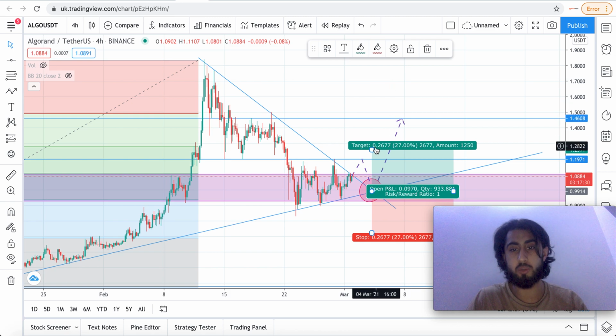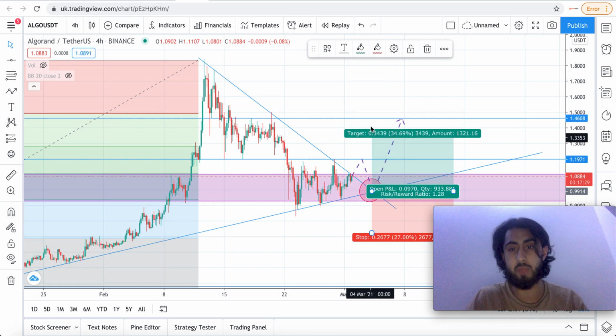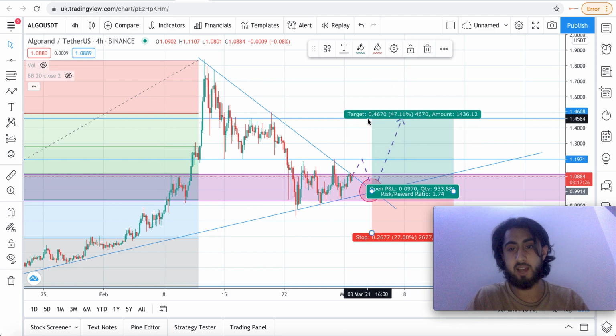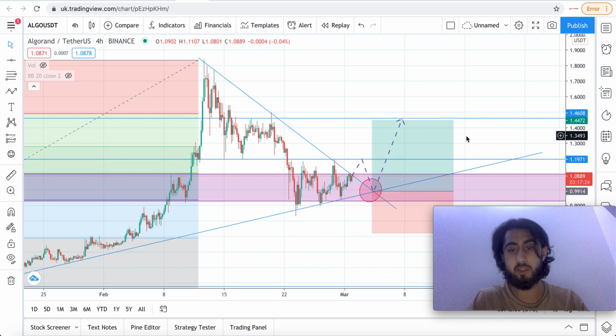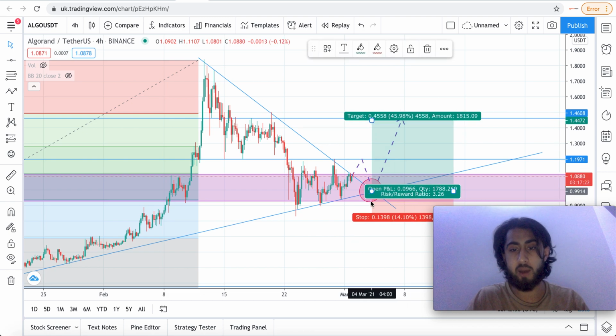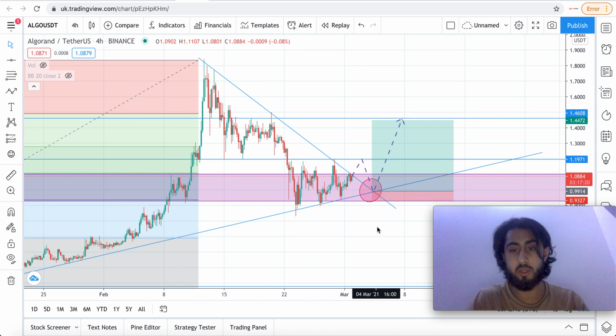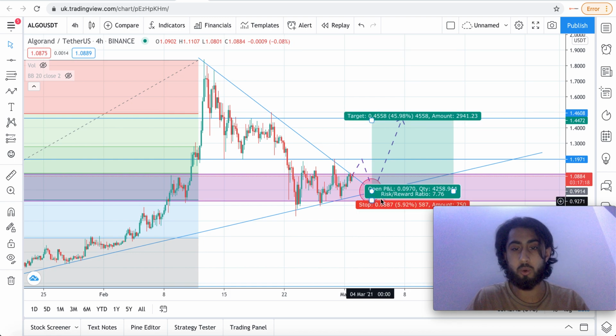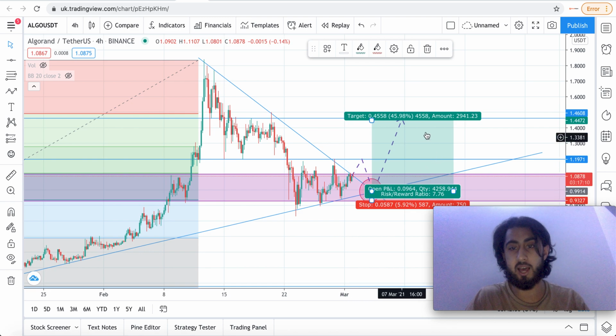Let's see how much you can be making and how much you're going to have to risk. So from that region, if this plays out, we can see we can make a healthy 45%, and what I would do is I would put the risk towards the bottom of this Fibonacci zone here. Okay, so we've got about a 5 to 6% risk and a 45 to 46% gain. So that's a risk to reward ratio of 7 to 8, depending on what you're going to put that as.